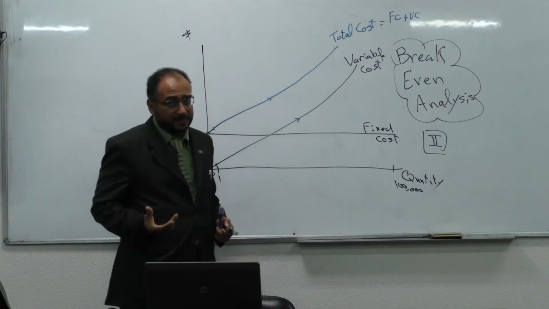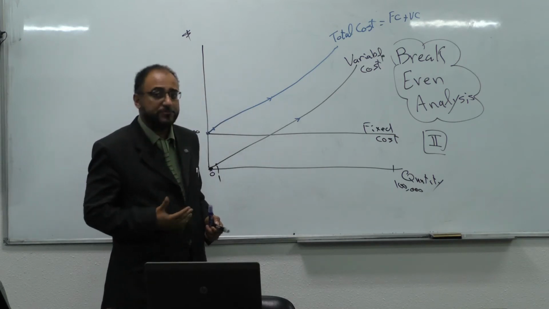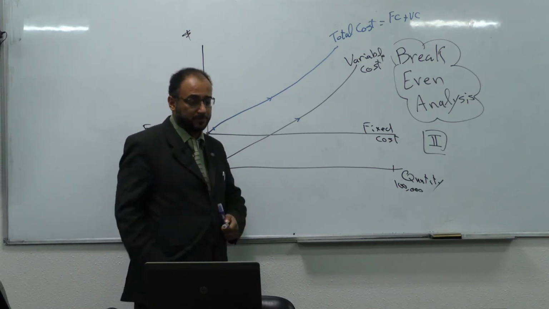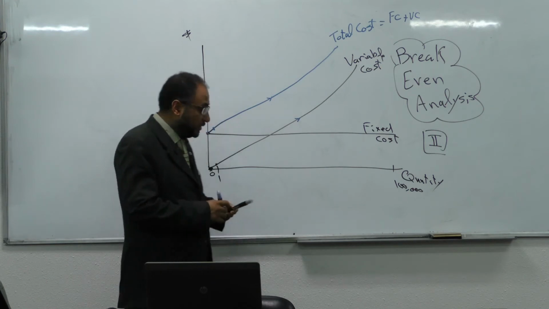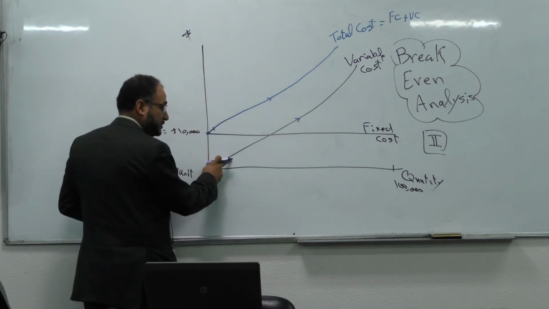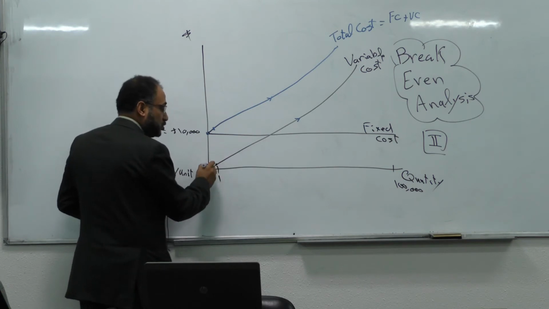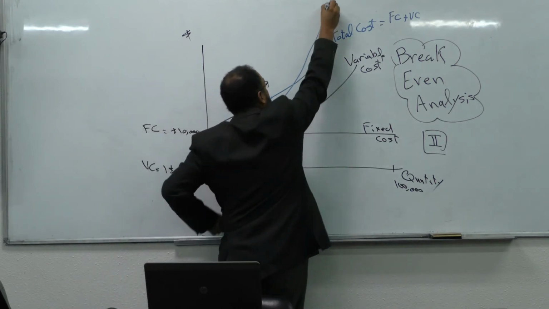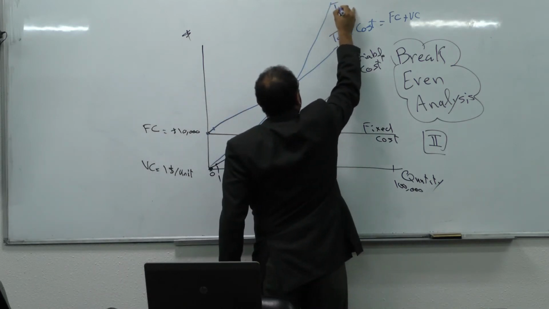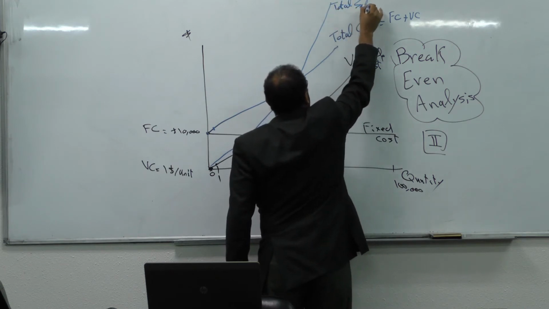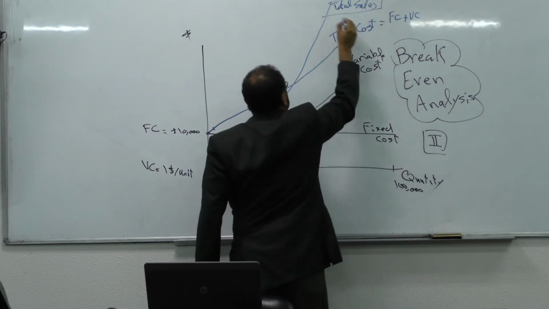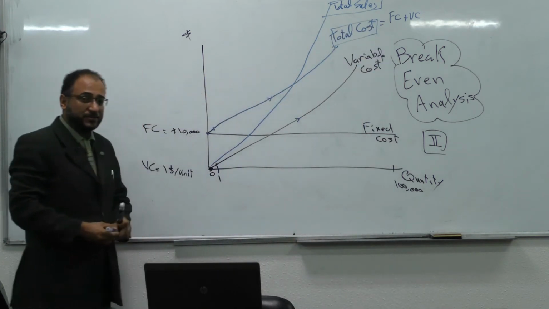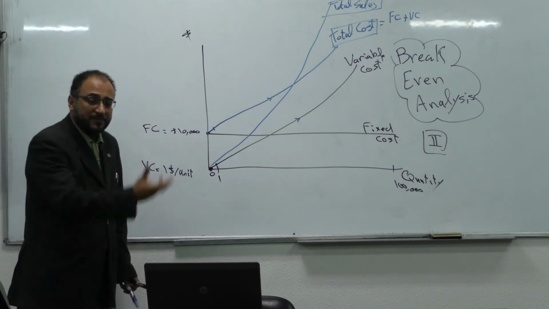What is the break-even analysis? We need to think about the price. What is the selling price that we are selling at? Usually the price is higher than the variable cost. So the price usually goes that way. This is the total sales. So the total sales and the total cost, these are the most important factors in having the break-even point.